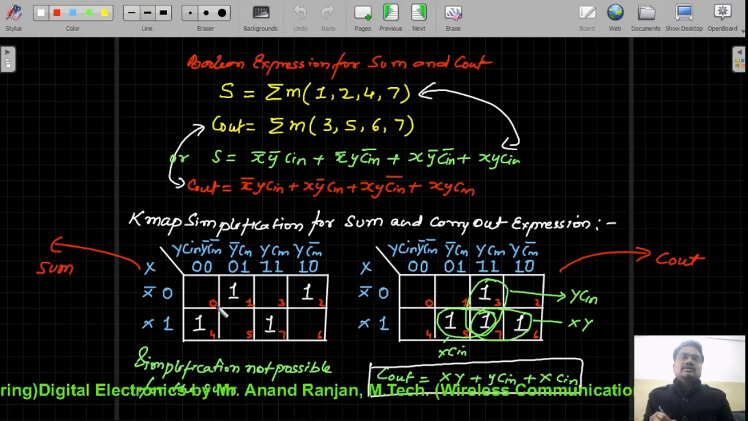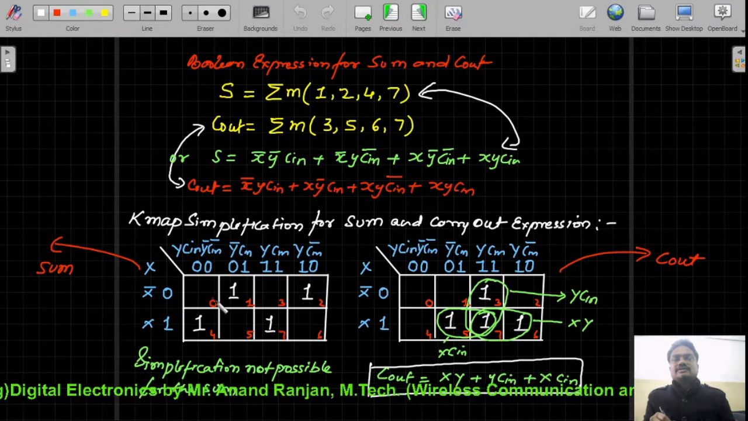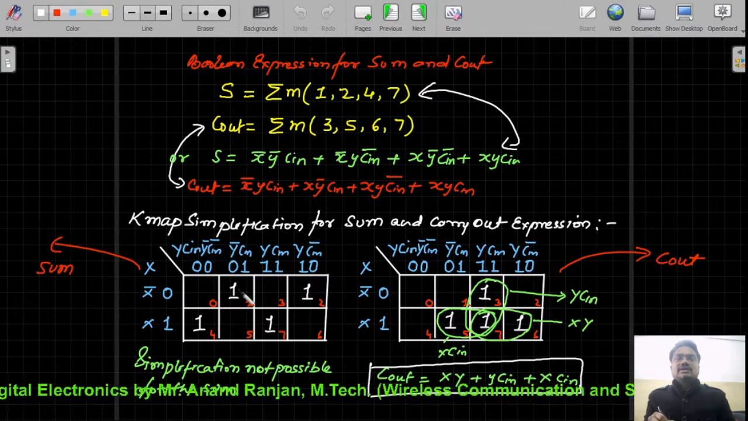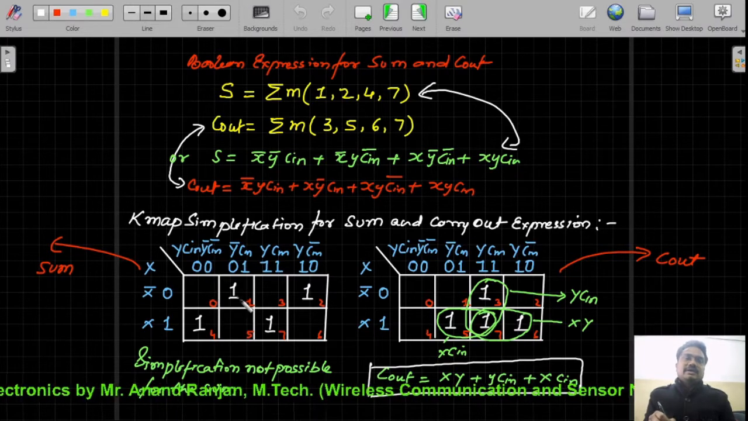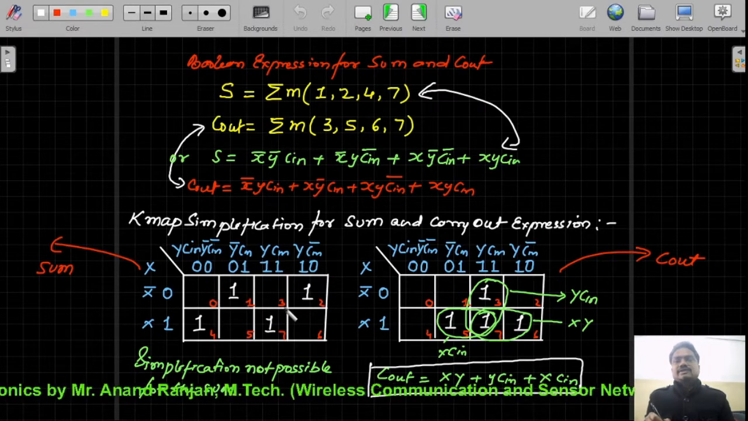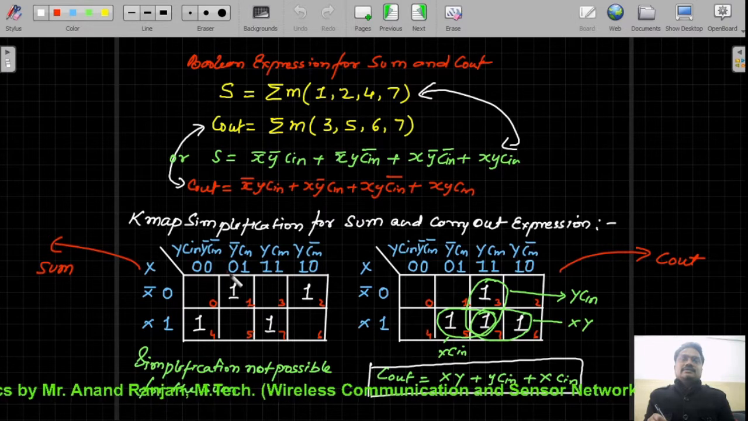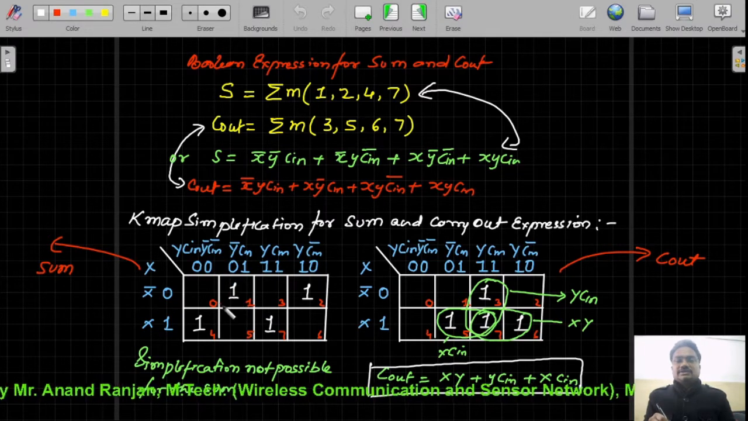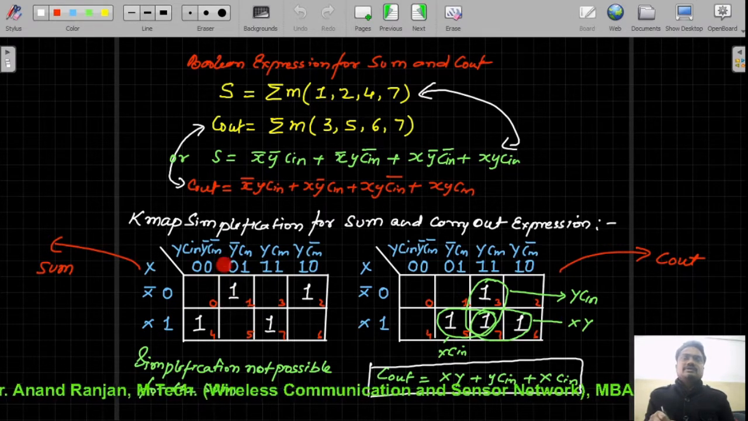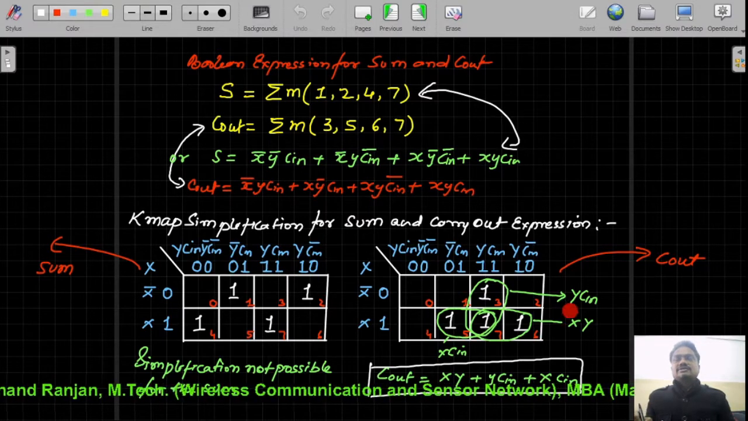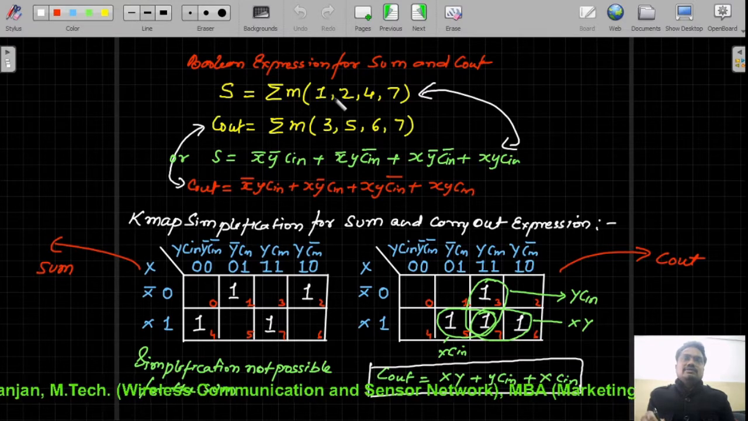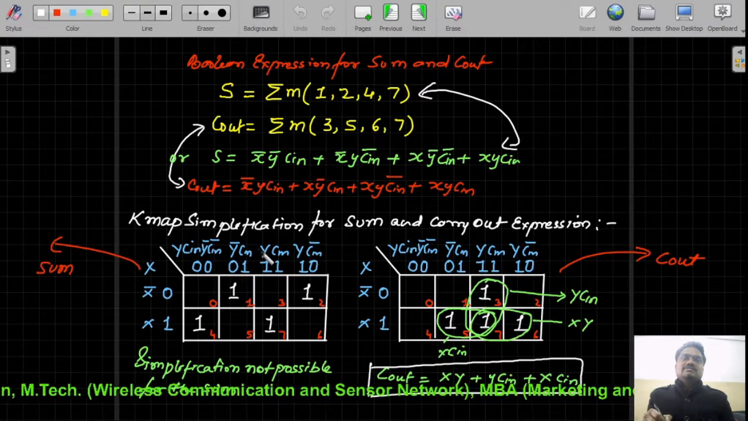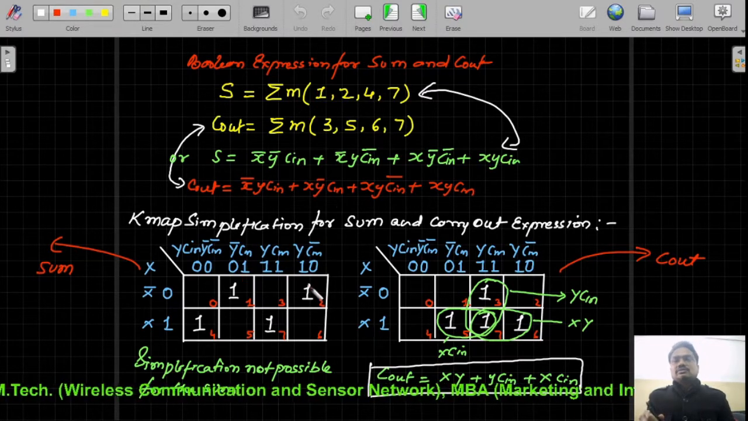Every cell of this map represents the corresponding minterm. On the corner of each cell we write the decimal equivalent of that minterm, which helps speed up the process of mapping as well as grouping adjacent cells to get the reduced Boolean expression. The first map is for the sum, and the second map is for Cout. We map all the minterms inside these maps to get reduced Boolean expressions for S and Cout.